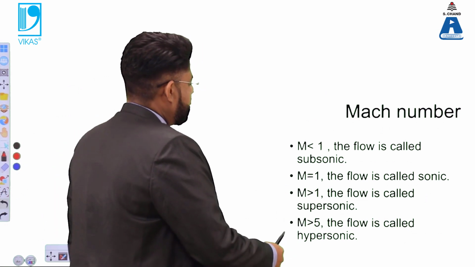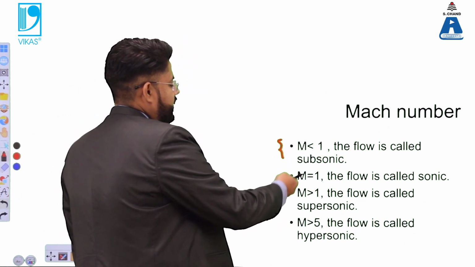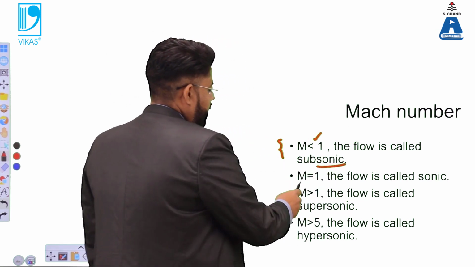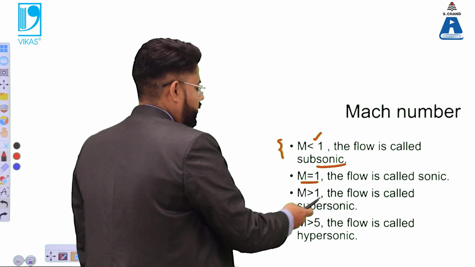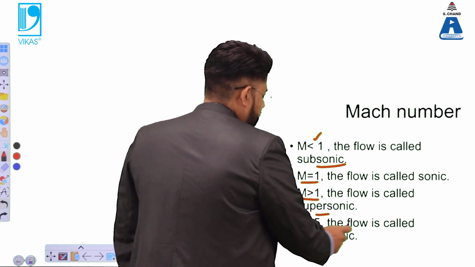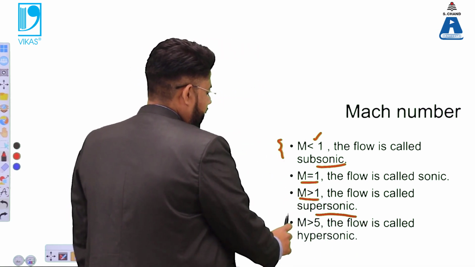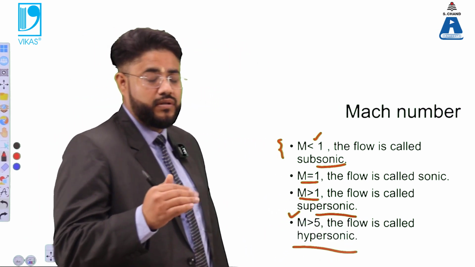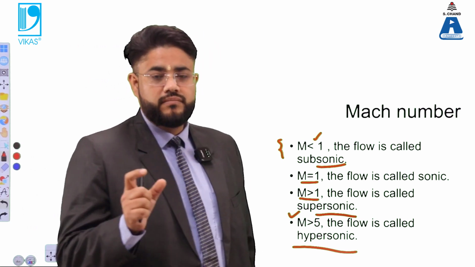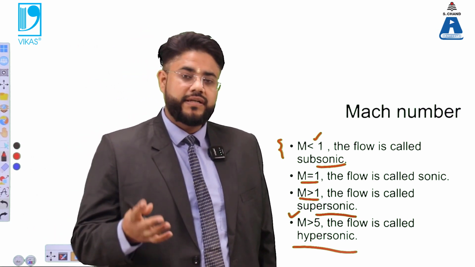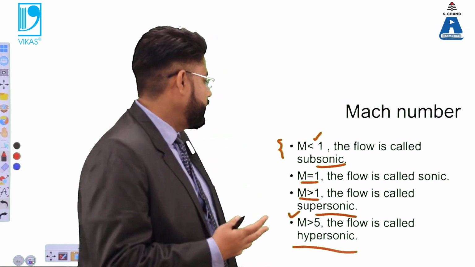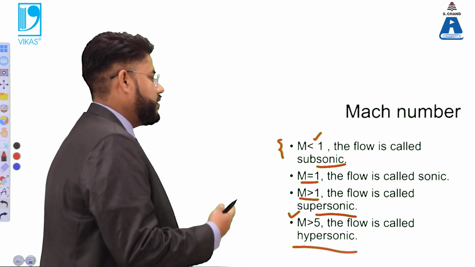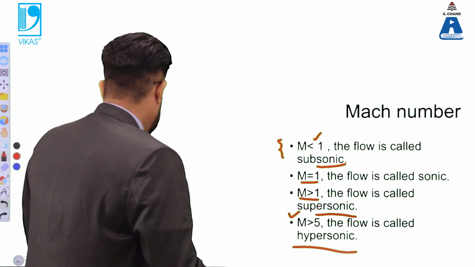Now, as far as the flow is concerned, we have certain categorizations of the flow. If the Mach number is less than 1, then the flow is called subsonic. If it is equal to 1, it is called sonic flow. If it is greater than 1, we name it supersonic flow, and if it is greater than 5, we call it hypersonic flow. So Mach number is one of the critical numbers that defines the type of flow, whether subsonic, sonic, supersonic or hypersonic.